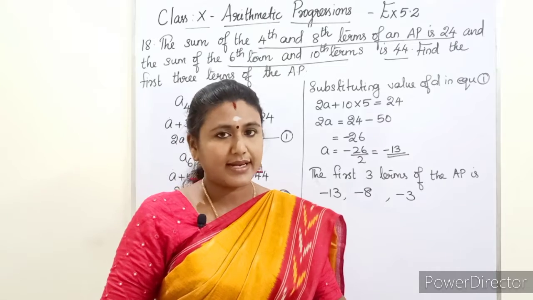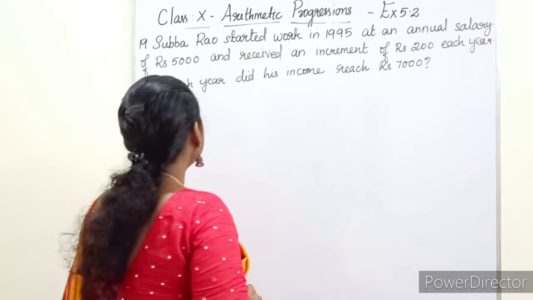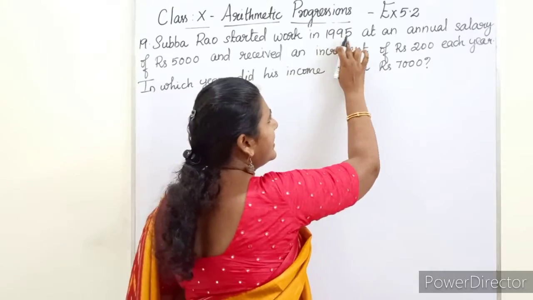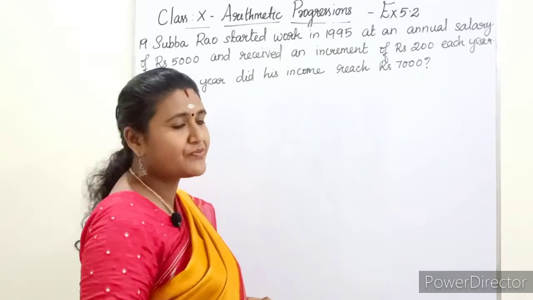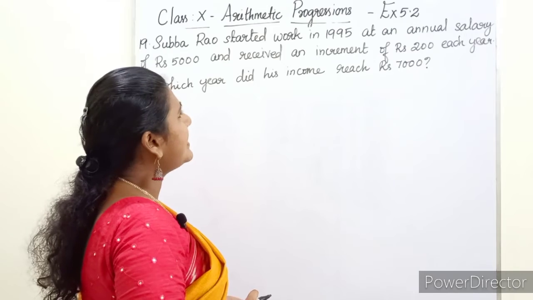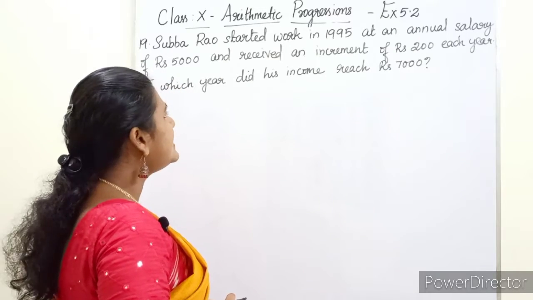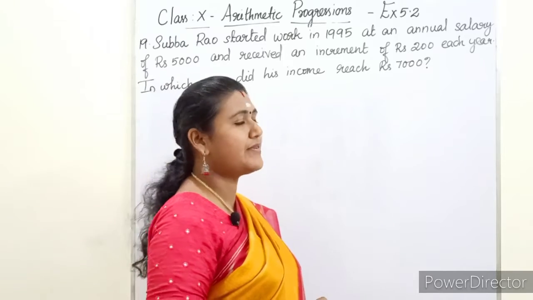Now we will see the 19th question. So question number 19. Subbarao started work in 1995 at an annual salary of rupees 5,000 and received an increment of rupees 200 each year. In which year did his income reach rupees 7,000?